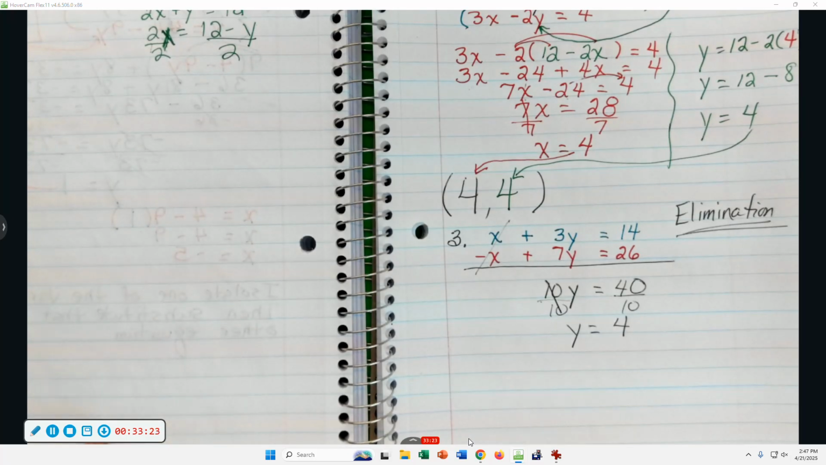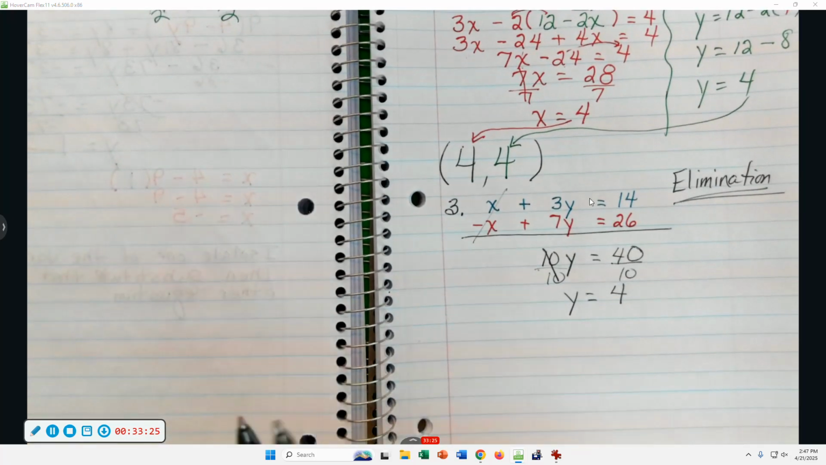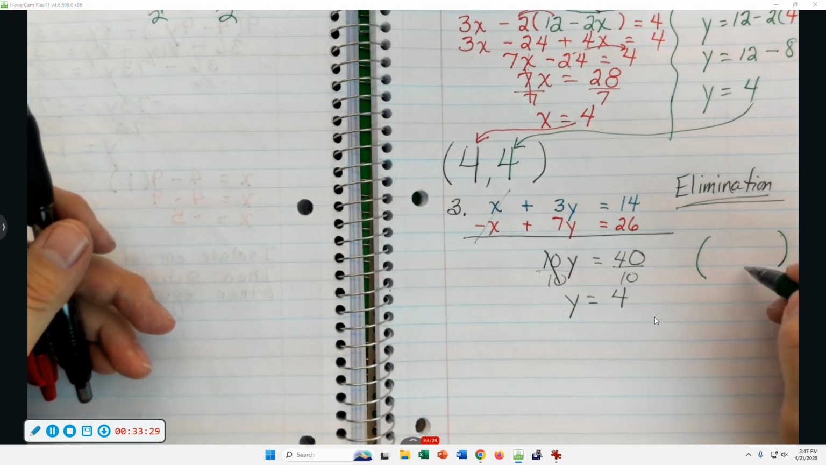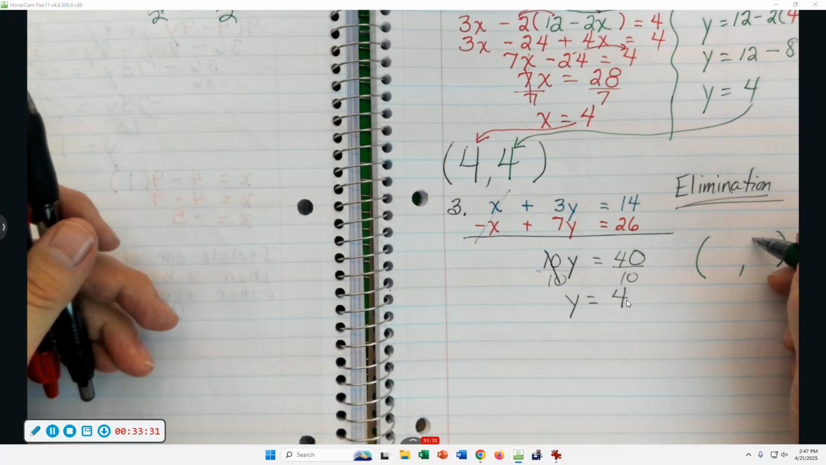Okay, so that means if you drew a picture of these two lines, they would intersect at a point where the y coordinate is 4.